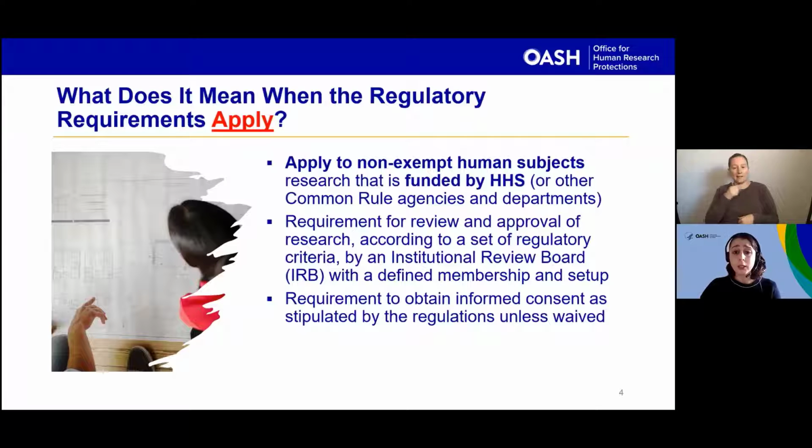When the regulatory requirements apply, a body referred to as an institutional review board, or IRB, is required to review and approve the research. The regulations also require the IRB to have a very specific defined membership and setup. And of course, when the regulatory requirements apply, there are also specific requirements to obtain informed consent from your research participants, or seek and obtain approval from the IRB for a waiver or alteration of these informed consent requirements.